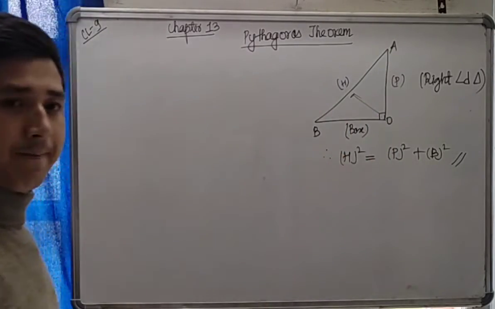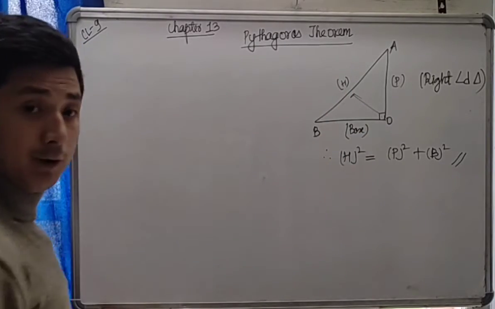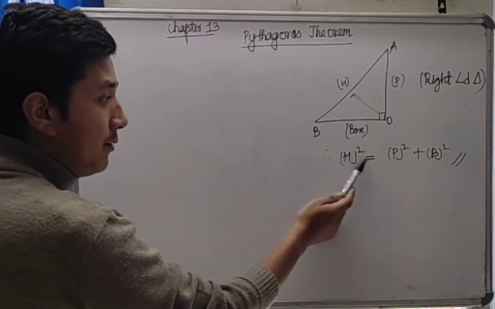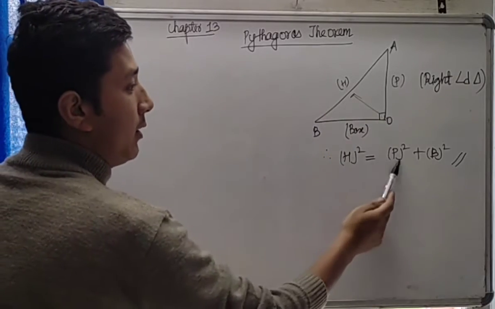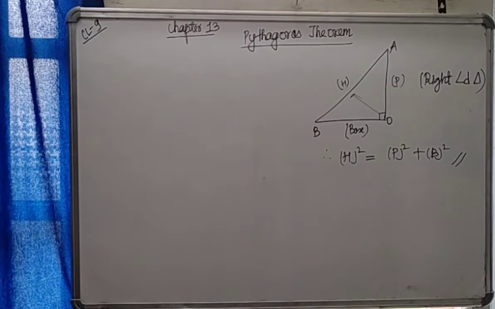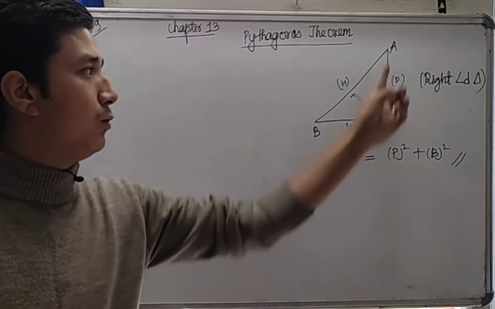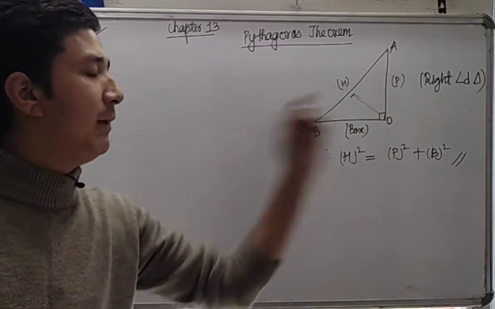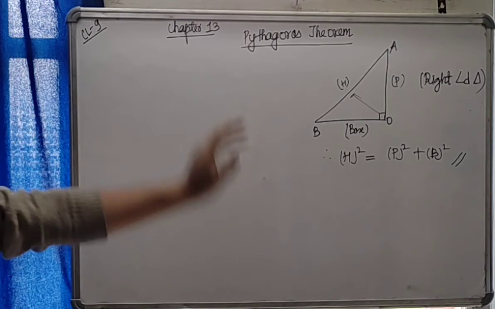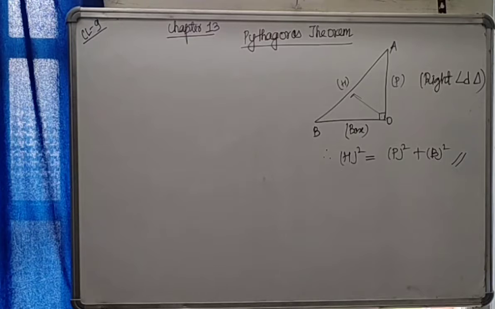So Pythagoras theorem states that in a right angle triangle, the hypotenuse square is always equal to perpendicular square plus base square. This is just the Pythagoras theorem. So please note down, in Pythagoras theorem, the hypotenuse square is always equal to perpendicular square plus base square. With this formula, we are going to do exercise 13A. Please pause the video and now let's start the exercise.